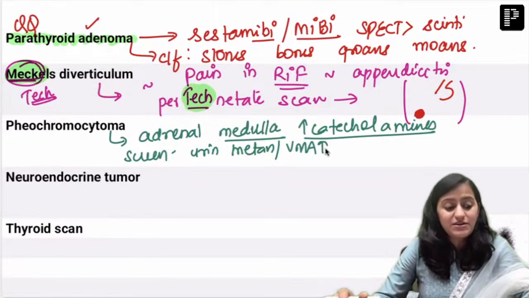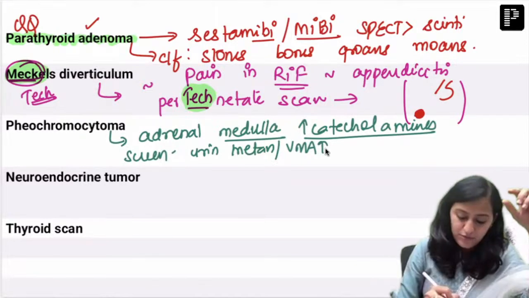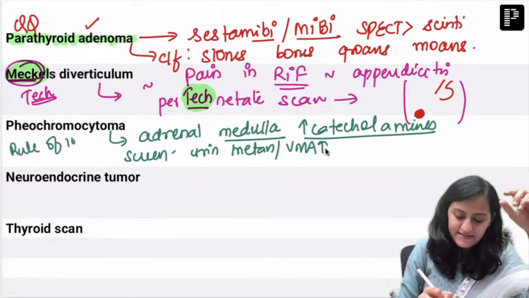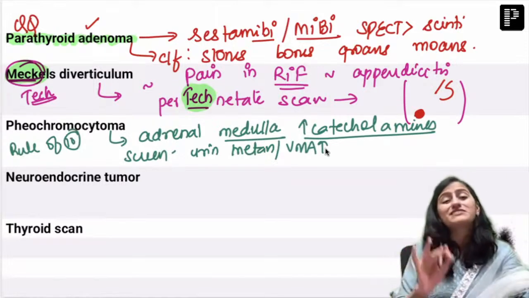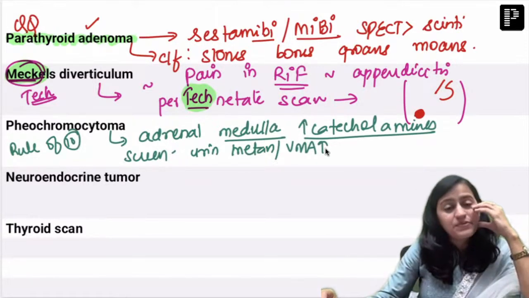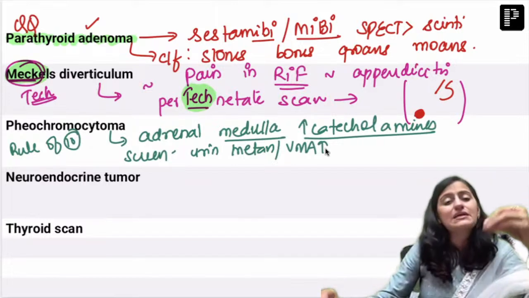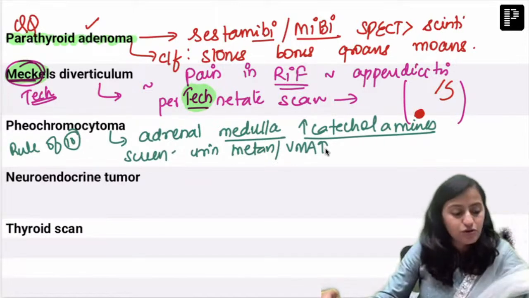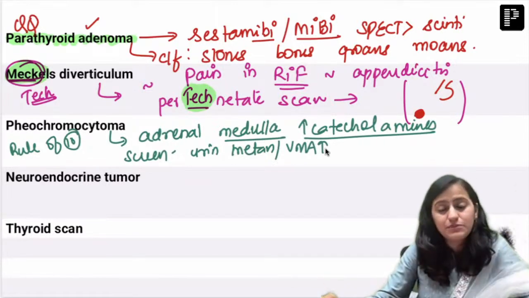What percent are extra-adrenal? Correct. So in pheochromocytoma, you have the rule of 10. This has also been asked in the exam. Rule of 10 for pheochromocytoma: 10% are extra-adrenal. So 90% adrenal, 10% extra-adrenal. Extra-adrenal pheochromocytoma is your paraganglioma.